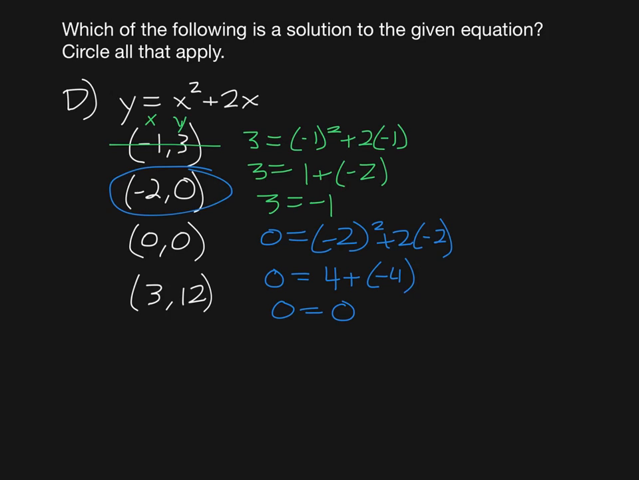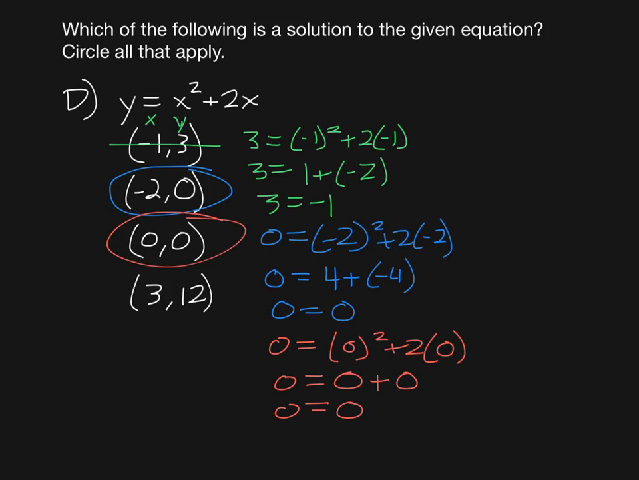Let's try this next point we have, (0, 0). So now, in this case, 0 goes in for both y and x. 0 equals 0 squared plus 2 times 0. Now 0 squared is 0, 2 times 0 is 0, so we get 0 equals 0. This is another true equation. So we have 2 solutions so far here. Let's try that third one. Let's see if that's a solution too. Or that fourth one, I should say.